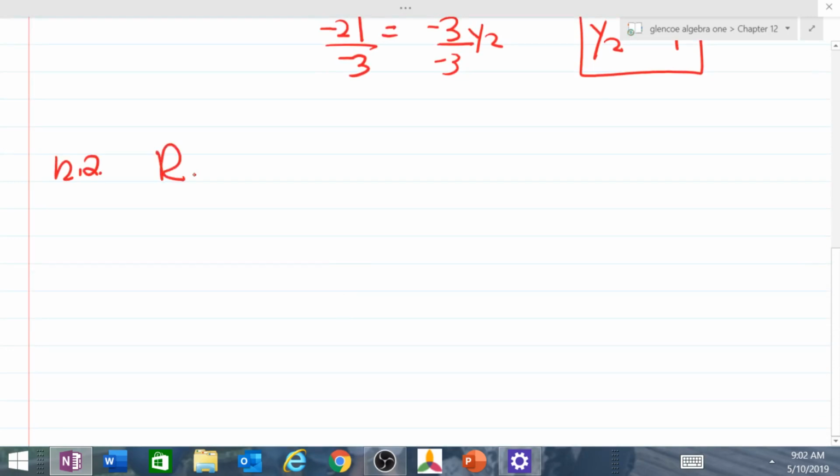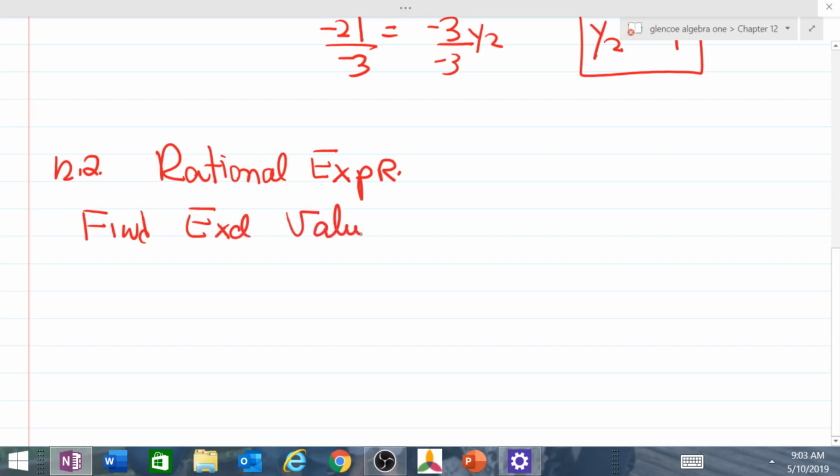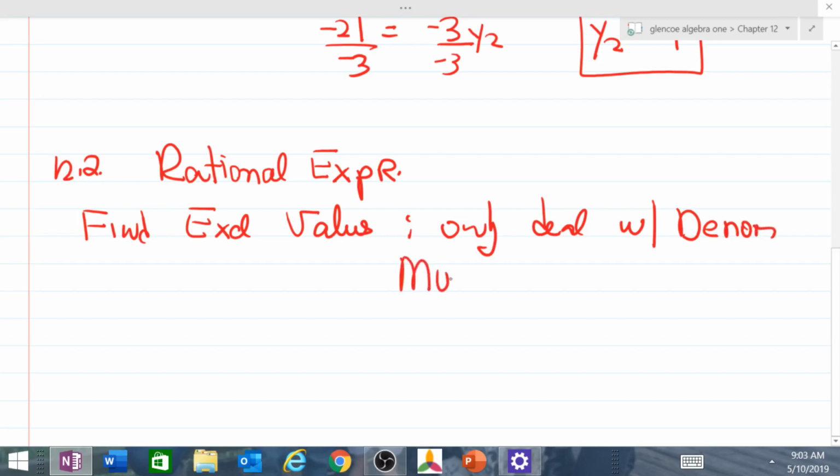Rational expressions. A rational expression is an algebraic fraction whose numerator and denominator are polynomials. There were two concepts we learned in 12.2. Find the excluded values. The excluded values only deal with the denominator. If the denominator is not factored in, you must factor it and then zipper it.